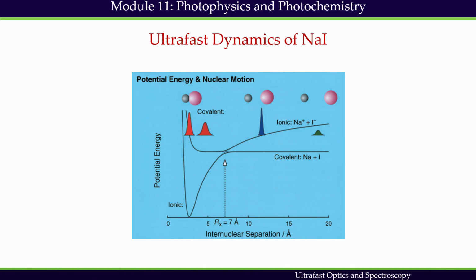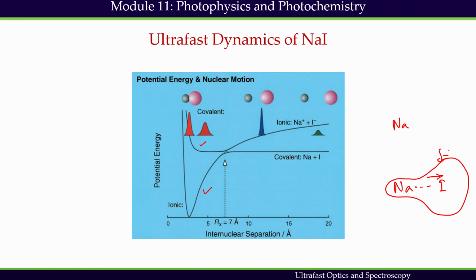Here we have shown NaI, sodium iodide, potential energy surfaces. The electronic ground and first excited states of the NaI molecule are described with two potential energy curves. One is ionic, the first ground state is ionic, and the excited electronic state is actually covalent in nature. When I say ionic, most of the electron cloud is shared by iodine, and covalent is equally shared. So when I say ionic, most of the electron density is attracted towards I.